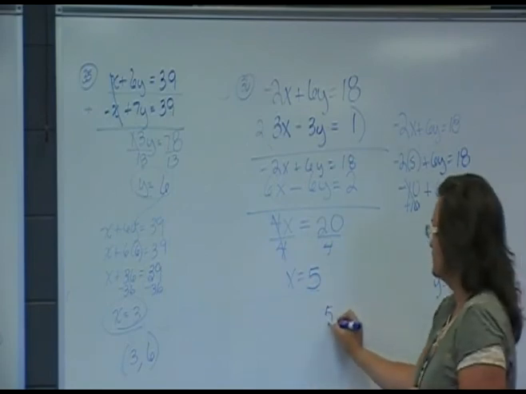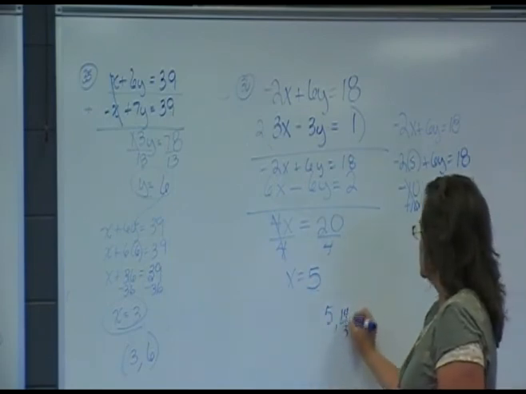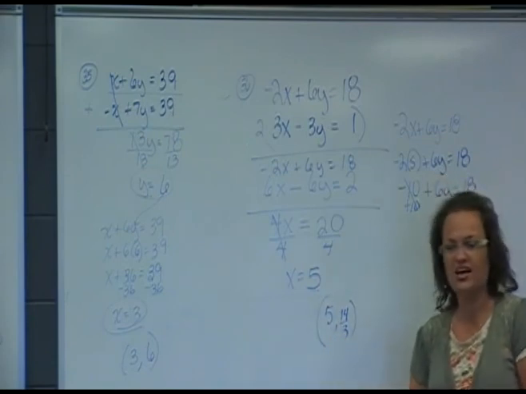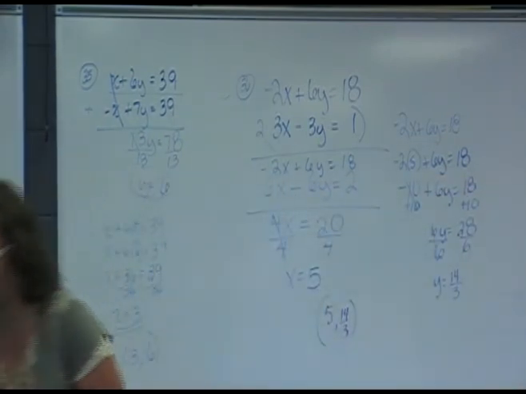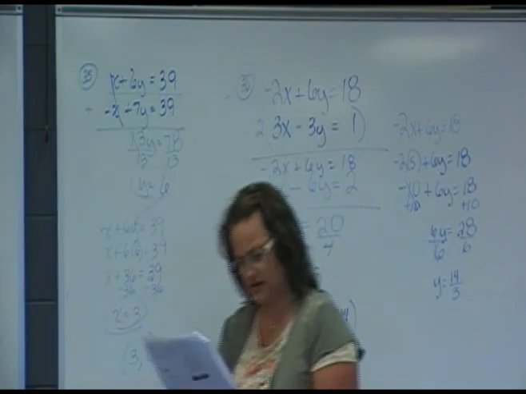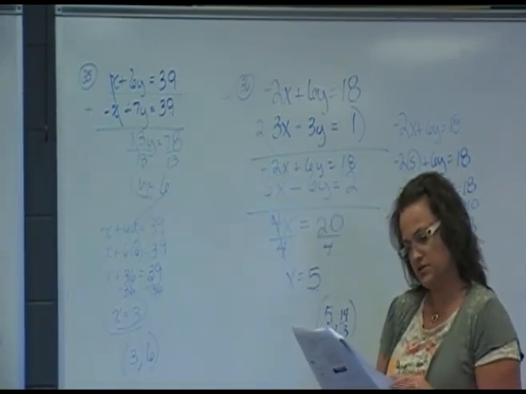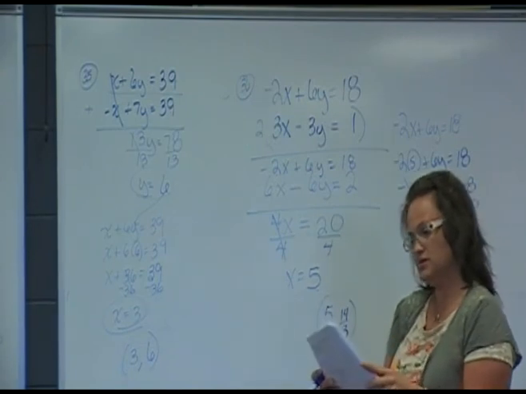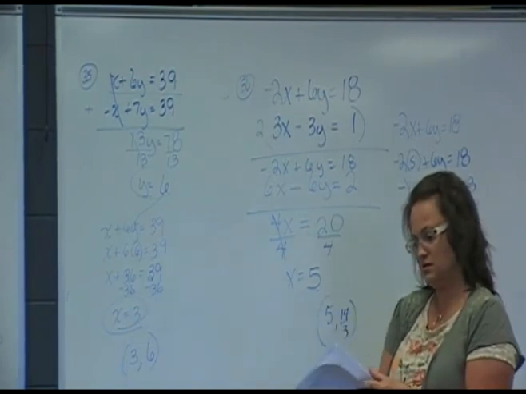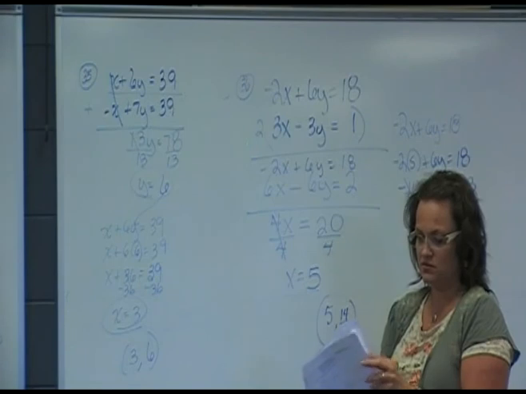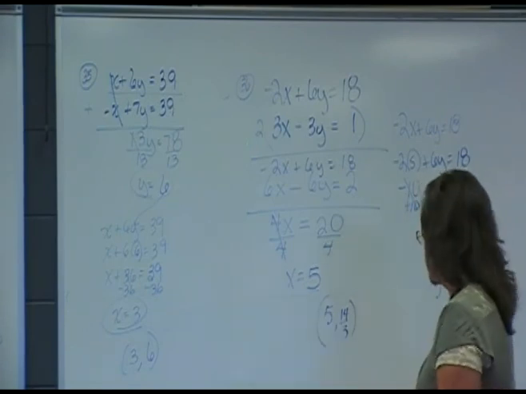So the solution should be 5, 14/3 for that solution. I should look at the answer key and make sure it doesn't ask us to leave that as a decimal. Yeah, it left it as 14/3.